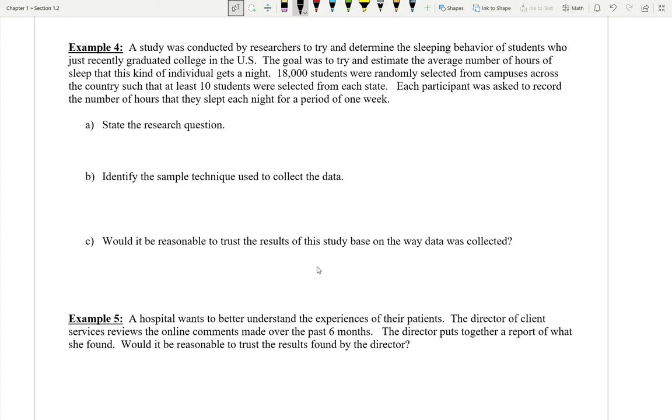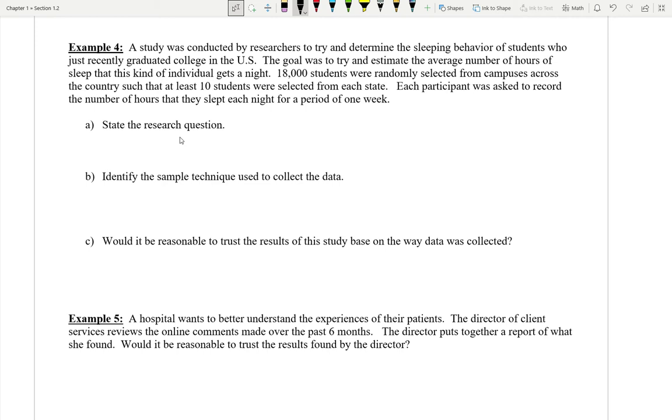So example 4. A study was conducted by researchers to try and determine the sleeping behavior of students who just recently graduated college in the US. The goal was to try to estimate the average number of hours of sleep that this kind of individual gets in a night. Now, 18,000 students were randomly selected from campuses across the country, such that at least 10 students were selected from each state. Each participant was asked to record the number of hours that they slept for each night for a period of 1 week.